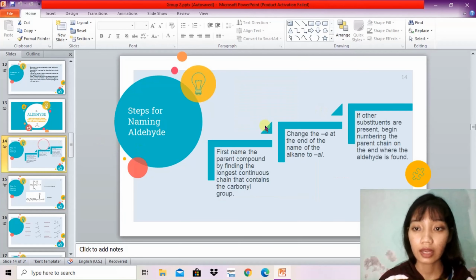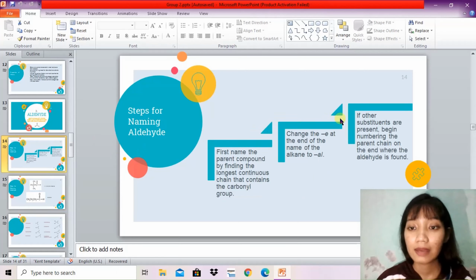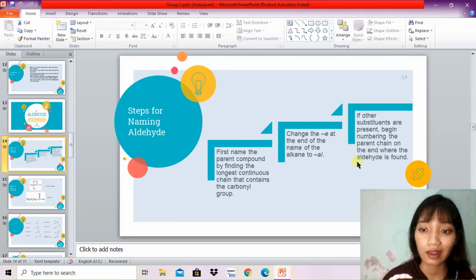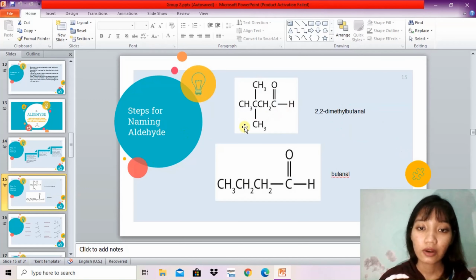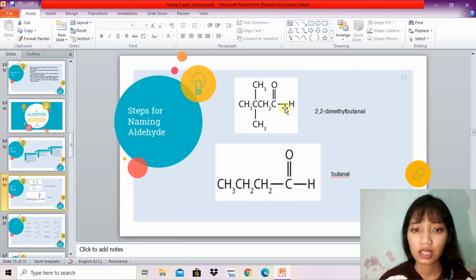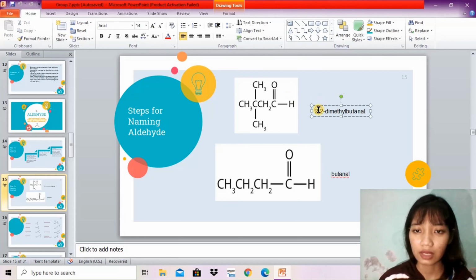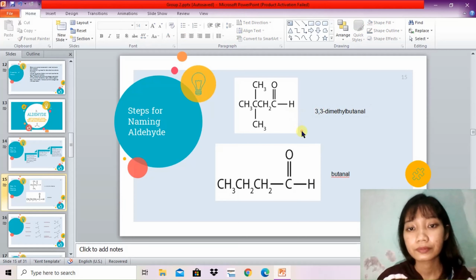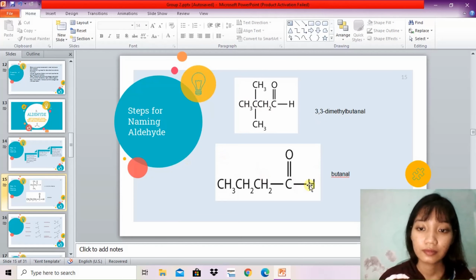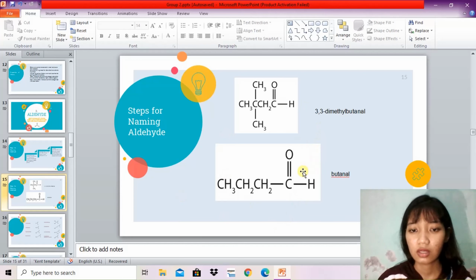And then if other substituents are present, begin numbering the parent chain at the end where the aldehyde is found. These are the other substituents. It's dimethyl, placed on 3. Actually, it is 3, right? I'm sorry for the mistakes. Yep. So it's 3,3-dimethylbutanal. 3,3-dimethyl, 1, 2, 3, 4, butanal. This one also works because it doesn't have any other substituents, so it's just butanal.